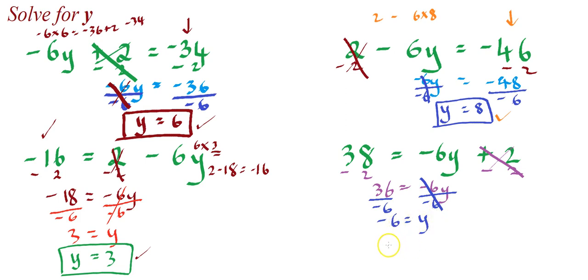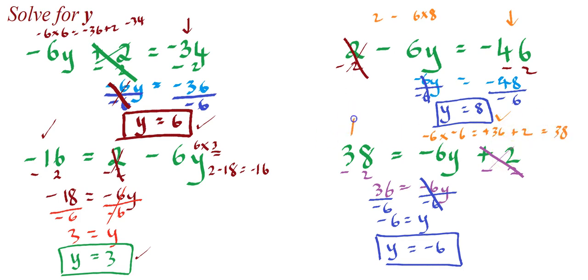Okay, so let's put that on the left-hand side. So these are in the right places. Formatting wise, y equals negative 6. Let's just make sure that that actually is correct. This here says negative 6 times negative 6, that's 36. Negative times negative equals positive. So it's positive 36. And then we had to add 2, which is 38. And that's what was on this side. So we know that negative 6 is correct.